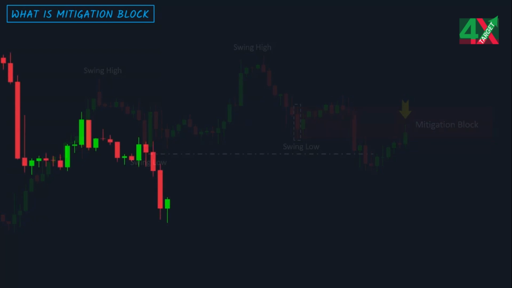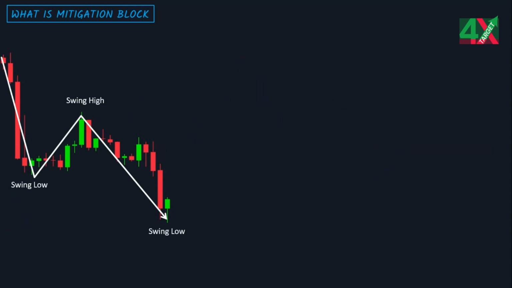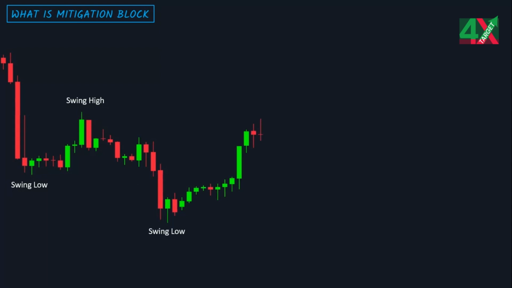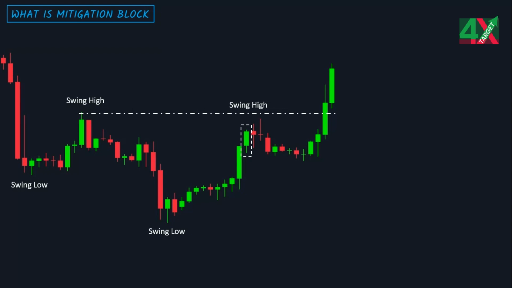On the other hand, in a downtrend, the market moves by creating swing lows followed by swing highs. When price pulls back and forms a swing high, traders expect it to continue dropping lower. But if it fails to break down and instead pushes above that swing high, the last up-close candle of that swing high becomes the bullish mitigation block. In this case, institutions are mitigating their earlier sell positions, rebalancing the market, and preparing to drive price higher.